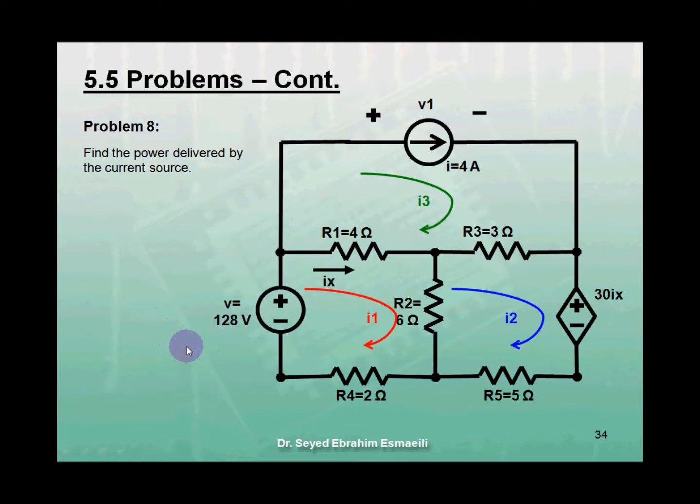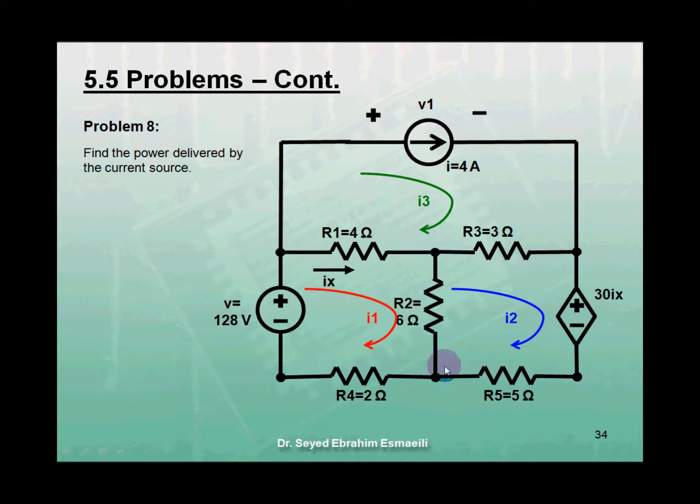In this problem, we need to find the power delivered by the current source. We begin our solution by noting that the current source belongs to a branch not shared between any other mesh, from which we know that I3 equals I, which equals 4 amps. Applying KVL on the first mesh, we get minus V plus R1 times (I1 minus I3) plus R2 times (I1 minus I2) plus R4 times I1 equals 0.